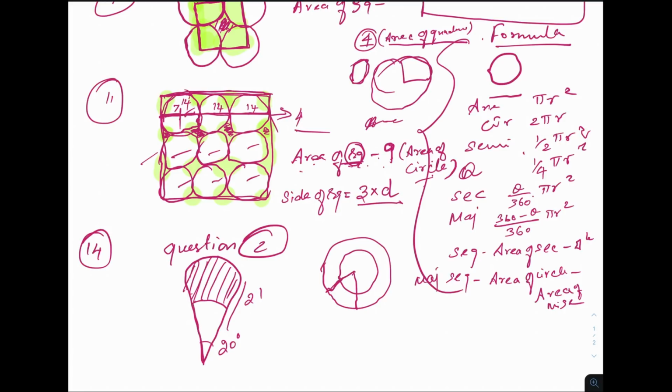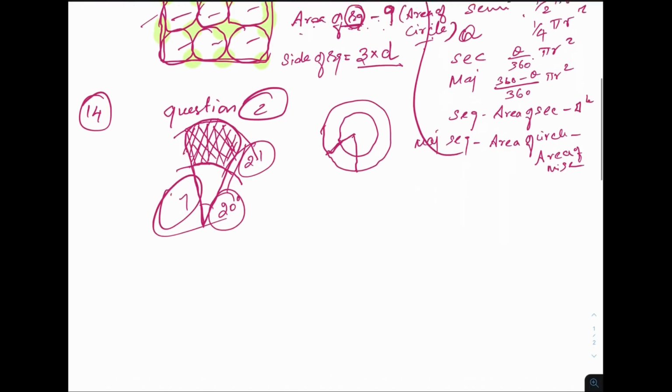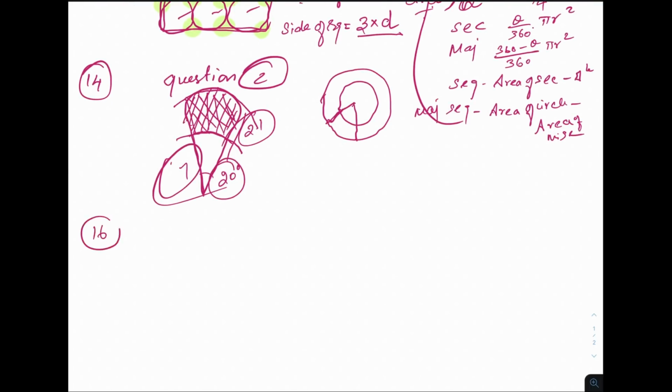So from using that we need to find the area of the shaded region, that is, the area of the outer sector minus the inner sector gives the shaded region. That's all. We know theta and the radius, so we can easily find it. Question number 16 seems to be different but very simple.